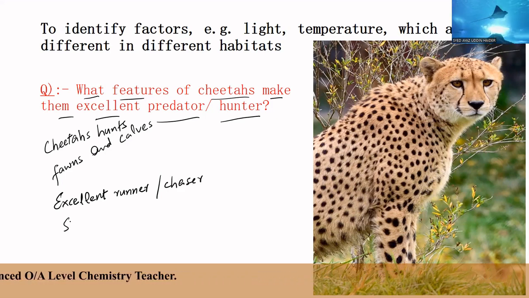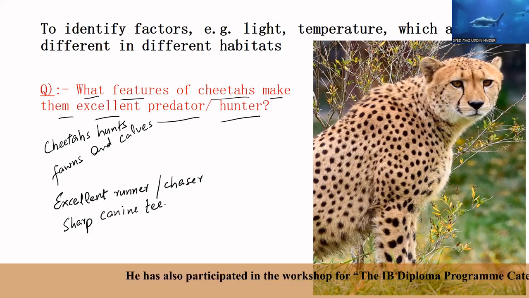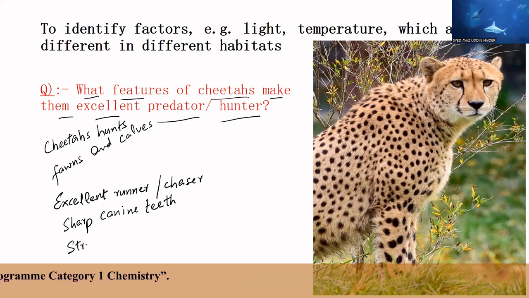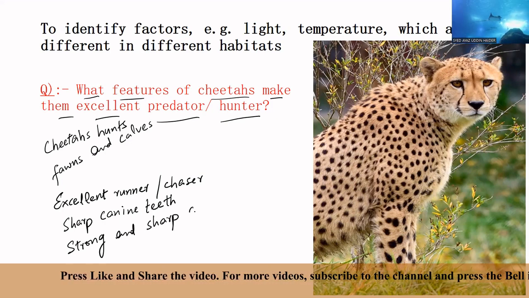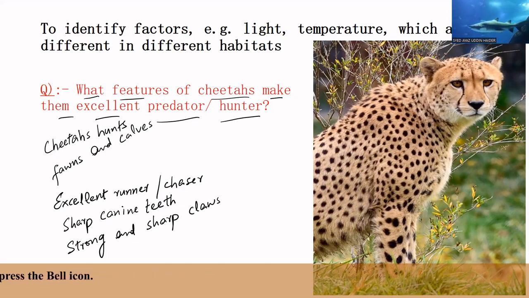They have sharp canine teeth, which helps them tear the meat. They have strong and sharp claws, which help them hold firmly and tightly their prey.